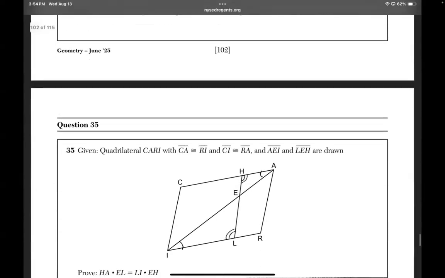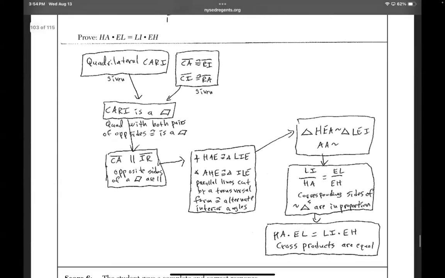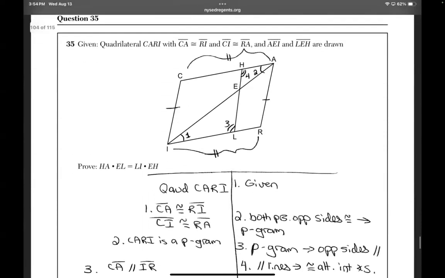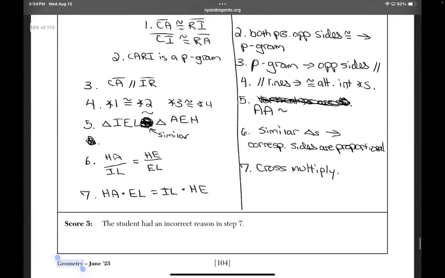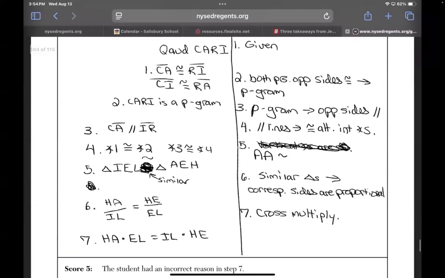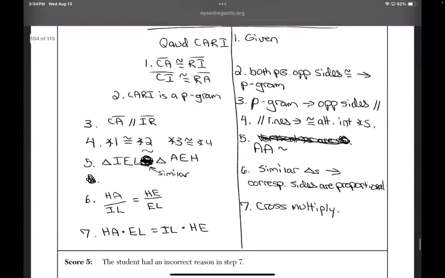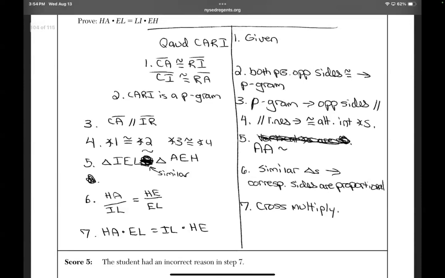Here's a paragraph proof. You could write it in paragraph form. Here's a flowchart proof. You could do it that way. But I wanted to show you, see here, they just said cross multiply. So they said that's not correct. You actually need to say the products of cross multiplication are equal, something like that.